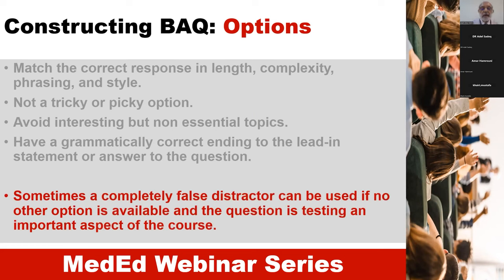However, sometimes a completely false distractor can be used if no other option is available and the question is testing an important aspect of the course. So the condition is that the question is really, really important and there's no other possible option. Only then can we use a completely false distractor in the BAQ.